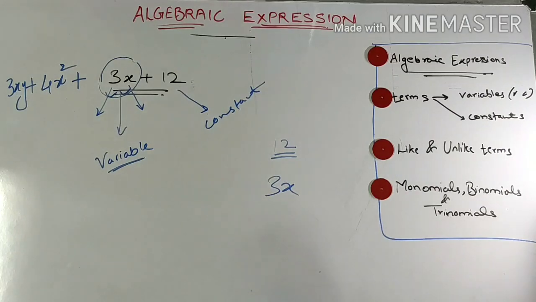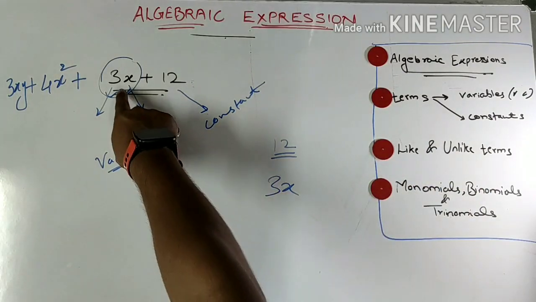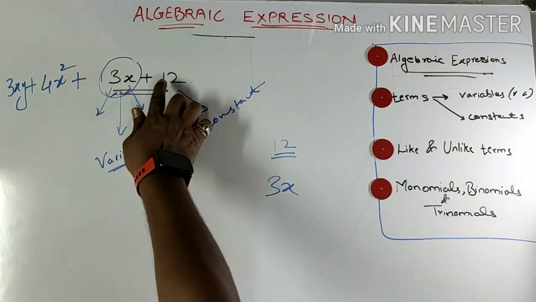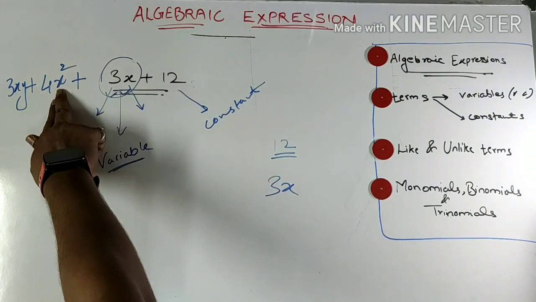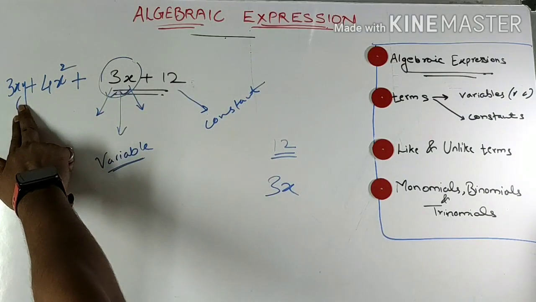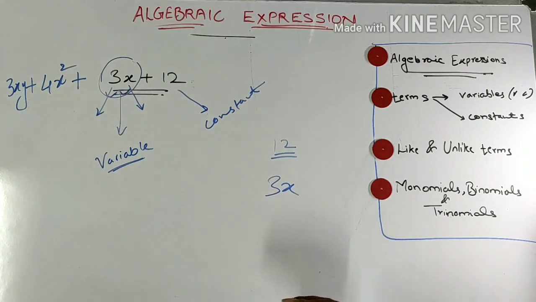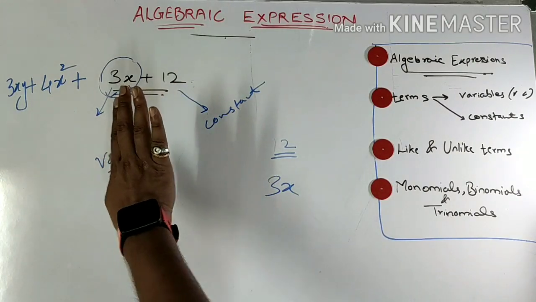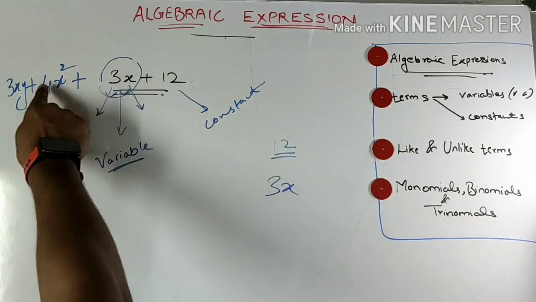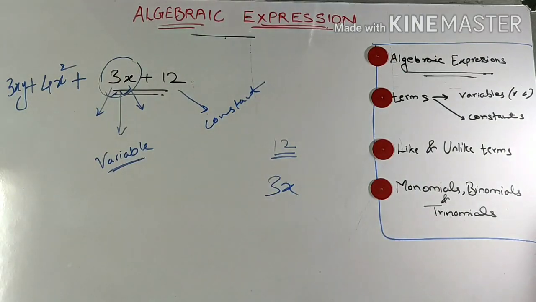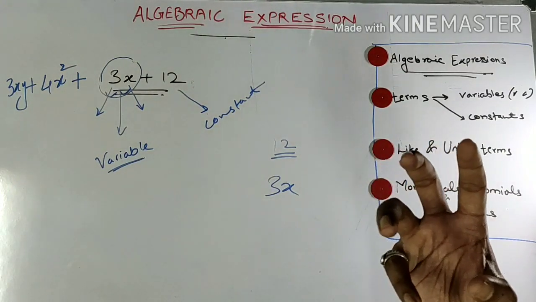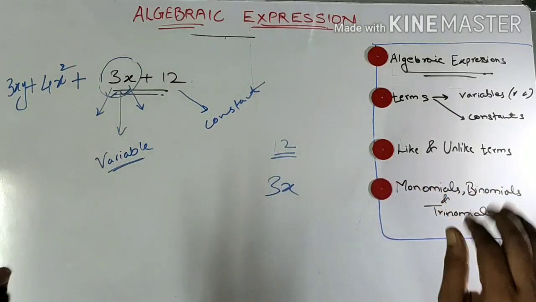So how do I differentiate whether it's a term or a combination of terms? Here, this is one term, this is one term, this is another term, this is another term. You can see clearly that the terms are separated by a plus sign or a minus sign. So a plus sign or a minus sign separates two terms.